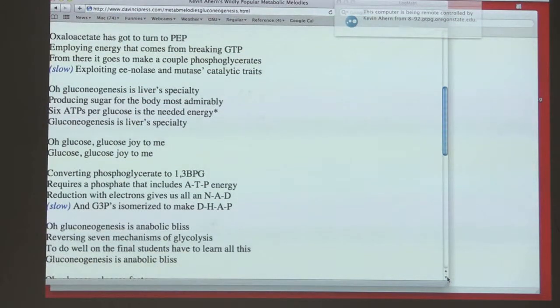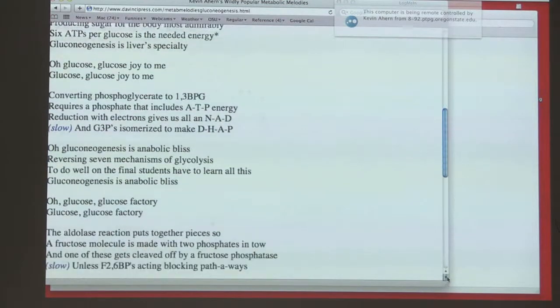Oxaloacetate has got to turn to PEP, employing energy that comes from breaking GTP. From there it goes to make a couple phosphoglycerates, exploiting enolase and mutase catalytic traits. Oh, gluconeogenesis is liver specialty, producing sugar for the body most admirably. 6 ATPs per glucose is the needed energy. Gluconeogenesis is liver specialty. Oh, glucose, glucose, joy to me. Glucose, glucose, joy to me.